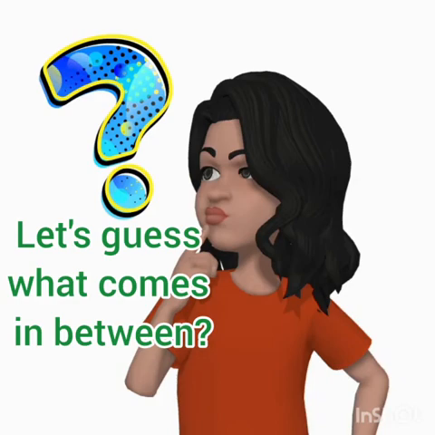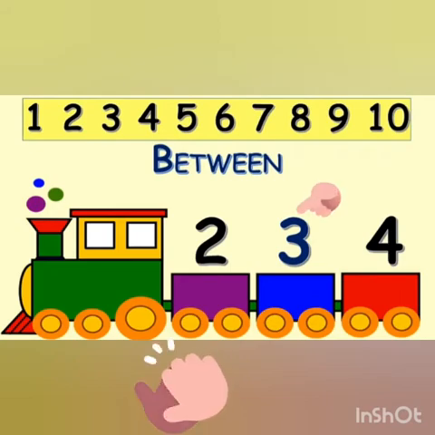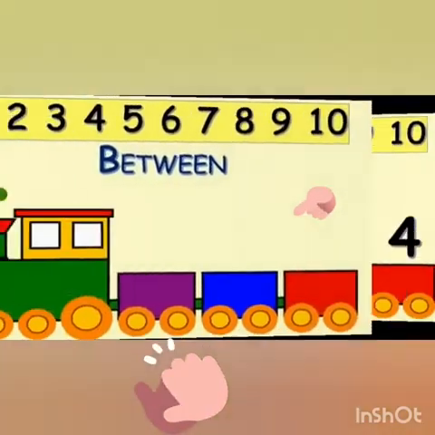Now let's guess what comes in between. Children, here we have number 2 and number 4. Now you have to guess what comes in between 2 and 4. So children, any guesses? Yes, you are right. It is number 3. So number 3 comes in between number 2 and number 4.